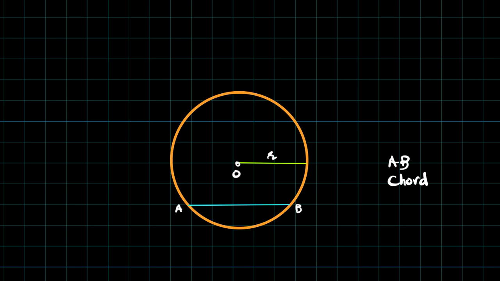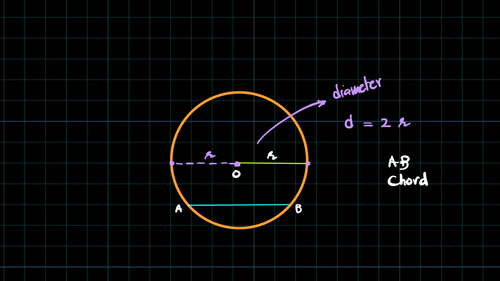If I join a point from one end of the circle all the way to the other end and it's passing through the center, this particular chord is called the diameter. We are aware that diameter is 2 times the radius because radius plus radius is the diameter.